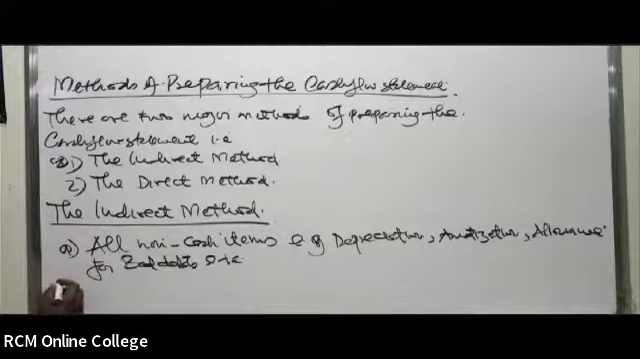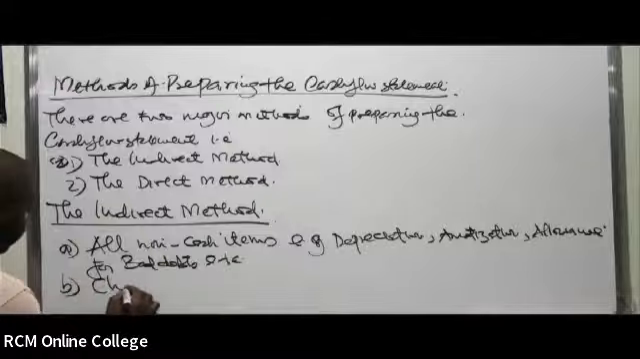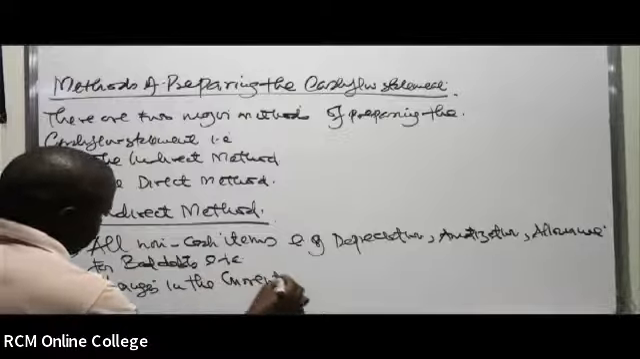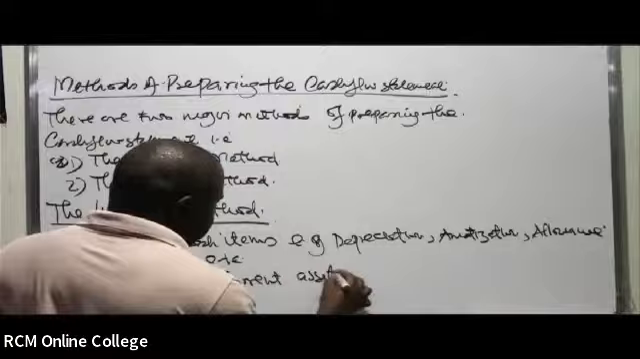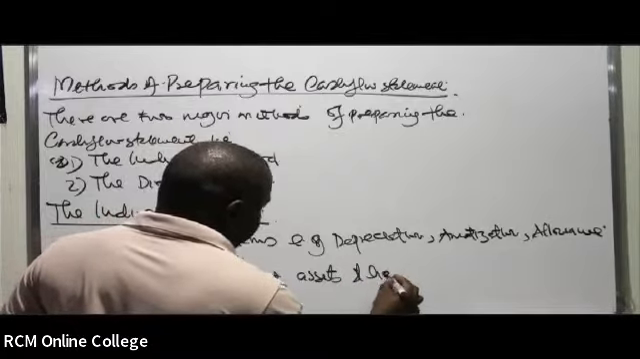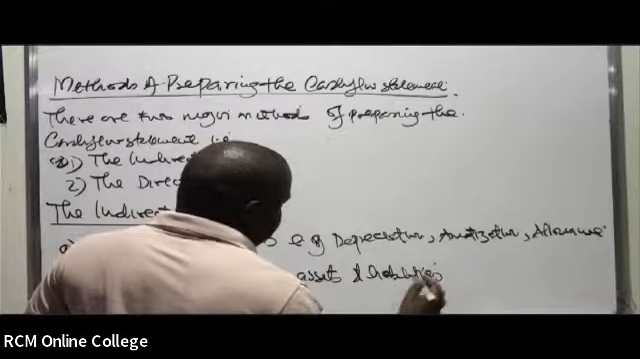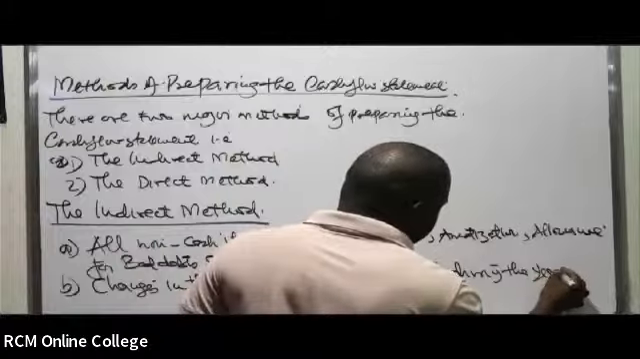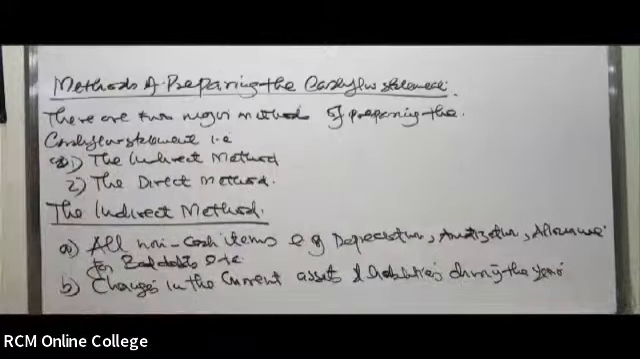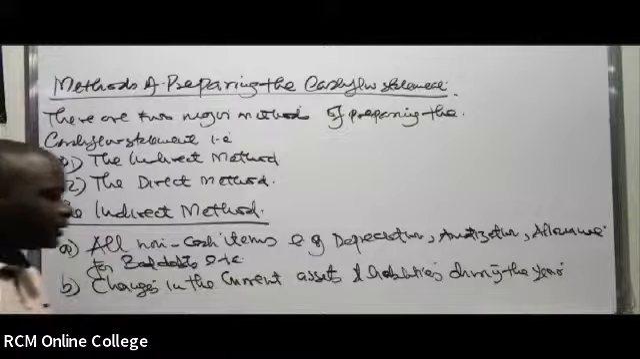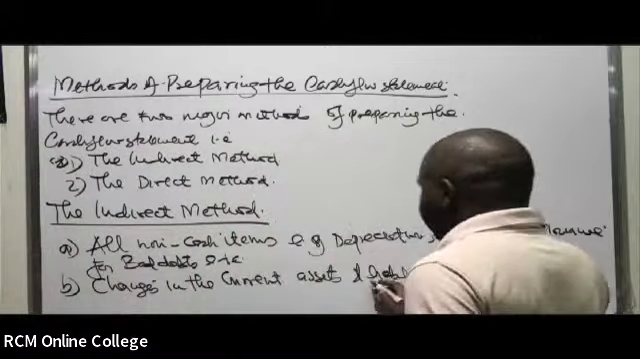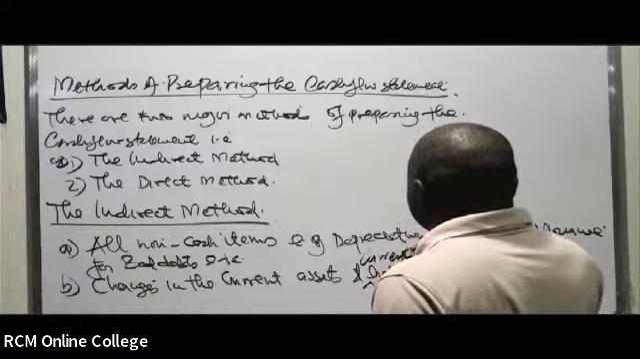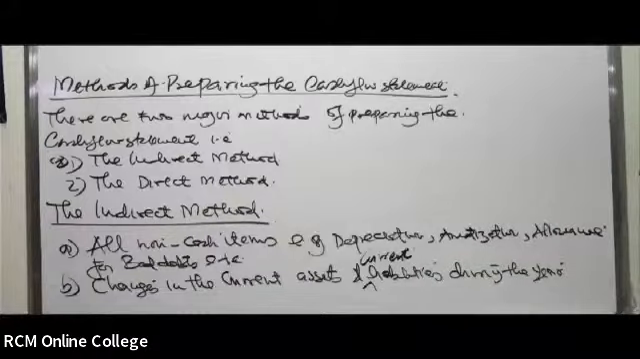The number 2: changes in the current assets and liabilities during the year. You can say current assets and current liabilities, changes in the current assets and current liabilities during the year.